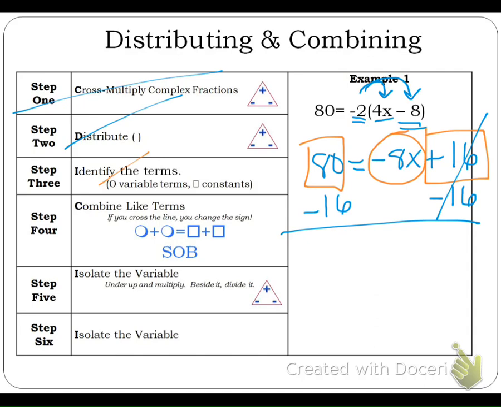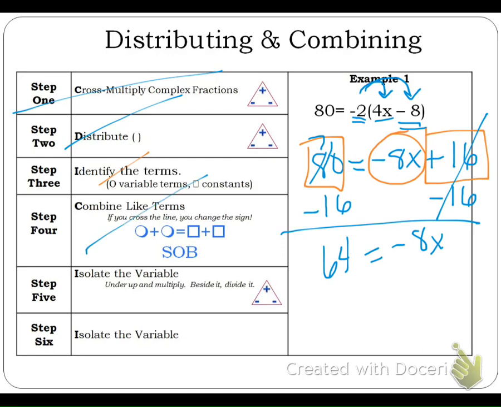So working from left to right, I have 80 and -16. Those are opposite signs, so I have to subtract. Borrow. 10 minus 6 is 4. 7 minus 1 is 6. So I get 64. And the bigger sign wins, and the bigger number was the 80. It's positive, so it stays positive 64. And I just bring down my -8x. So I've done combining my like terms.